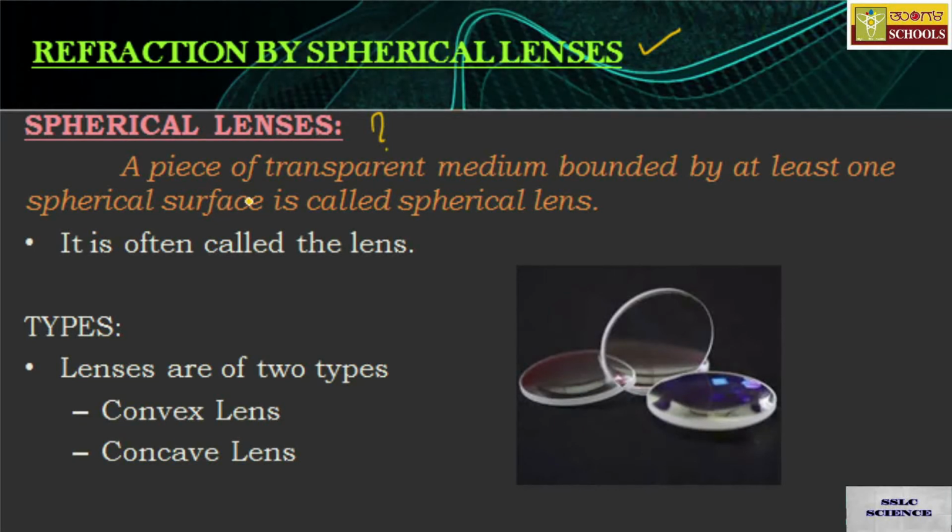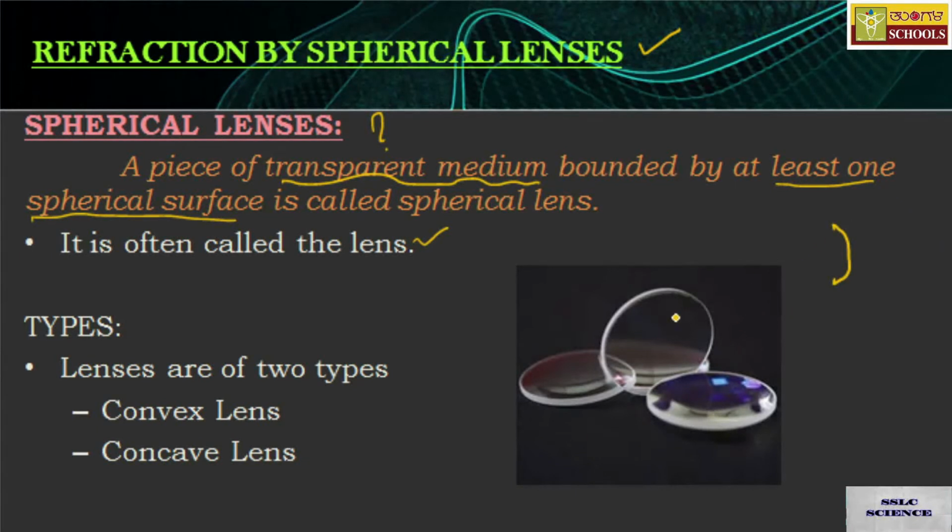A spherical lens is a piece of transparent medium bounded by at least one spherical surface. We may have more than one spherical surface, that is okay, but at least we require one spherical surface. That is known as a spherical lens. It is often called simply a lens. Whenever we are talking of a lens, most of the time it is a spherical lens only, and hence we take it as a lens itself. Again, a piece of transparent medium bounded by at least one curved surface is known as a spherical lens.